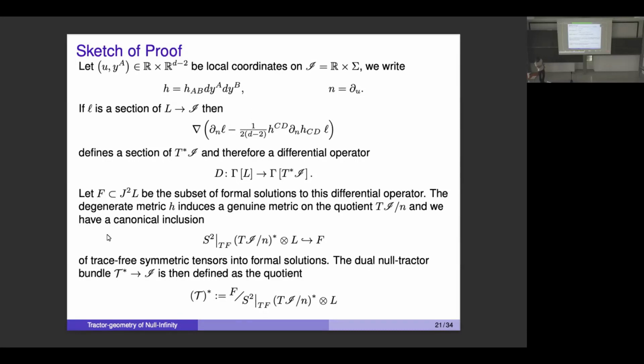Okay, and if you look at what it does, what do you have? You have derivatives which are du.